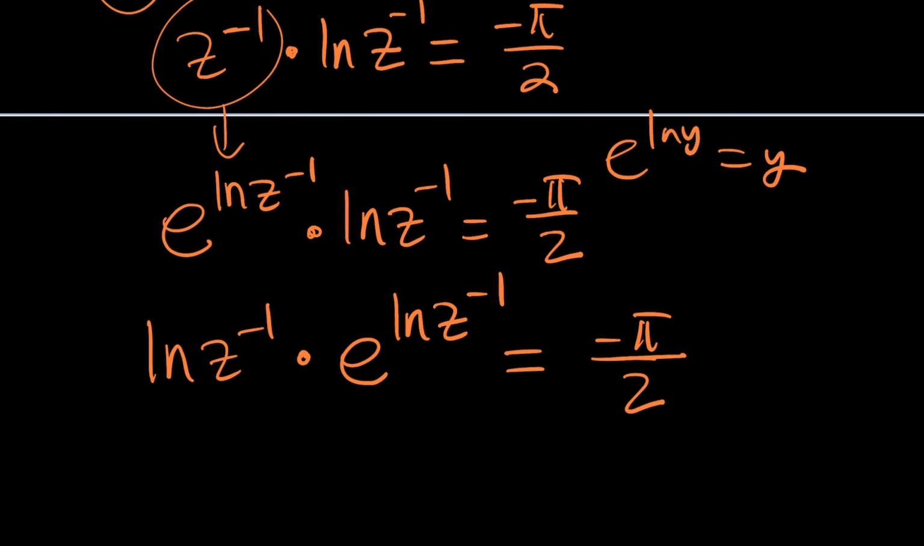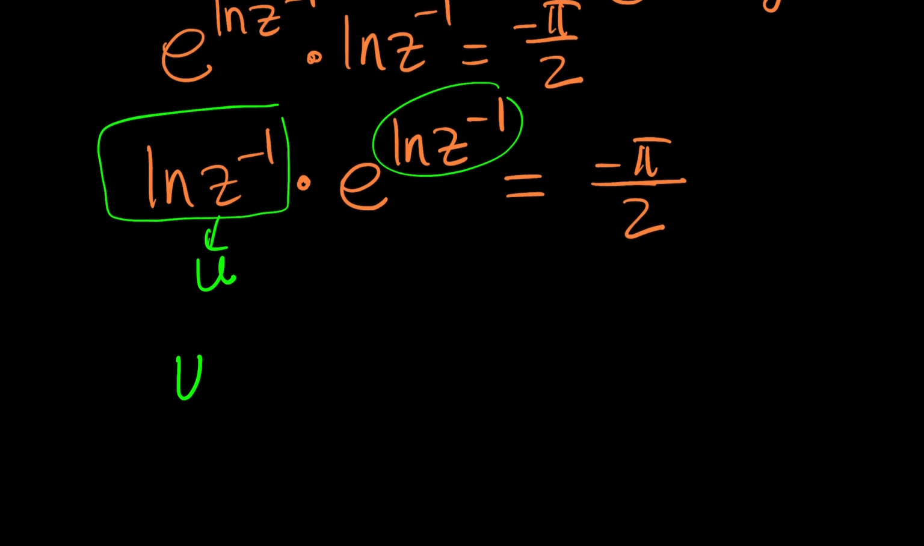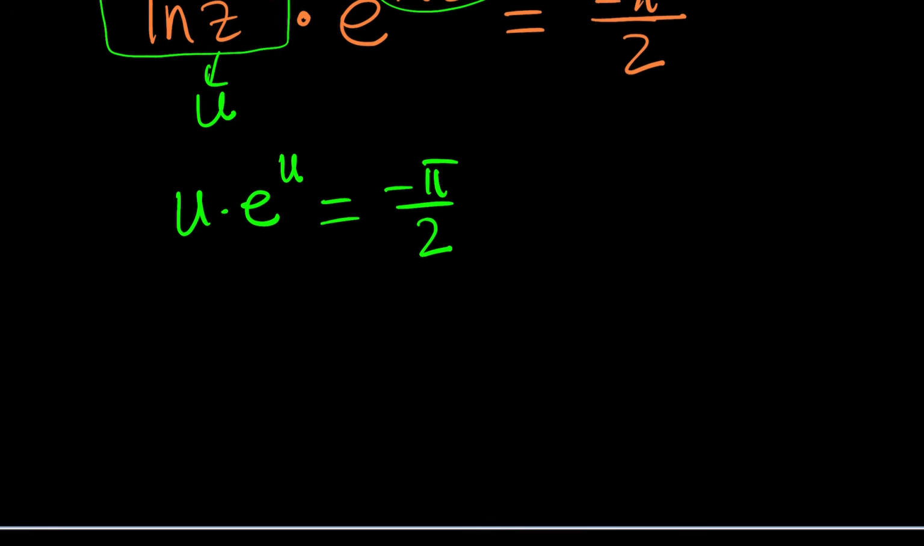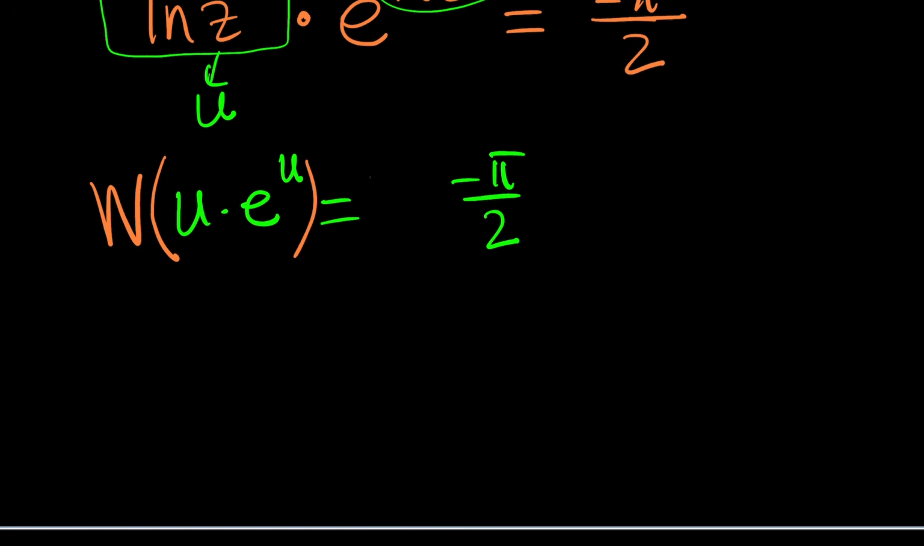And what is that? Let's go ahead and call this u. This is going to give you u times e to the power u. And what is that supposed to mean? Well, like I said earlier, this is a special pattern. We're going to be using a special function called Lambert's W function. Are you ready? So let's go ahead and W both sides. What Lambert's W function does is it just takes a product like this, u times e to the u, and turns it into u.